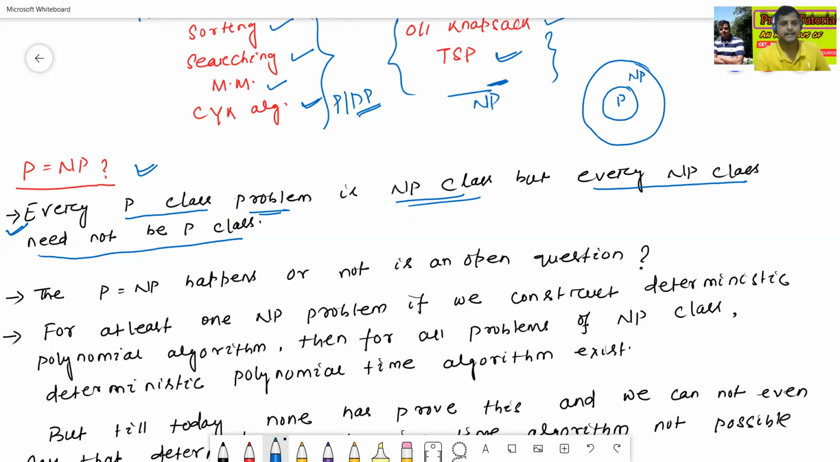Next point: whether P class equals NP class or not is an open question. It means we don't know whether P equals NP is true or false. Either P equals NP or P not equals NP, we don't know. That's why it is a very open question. P equals NP, yes or no?